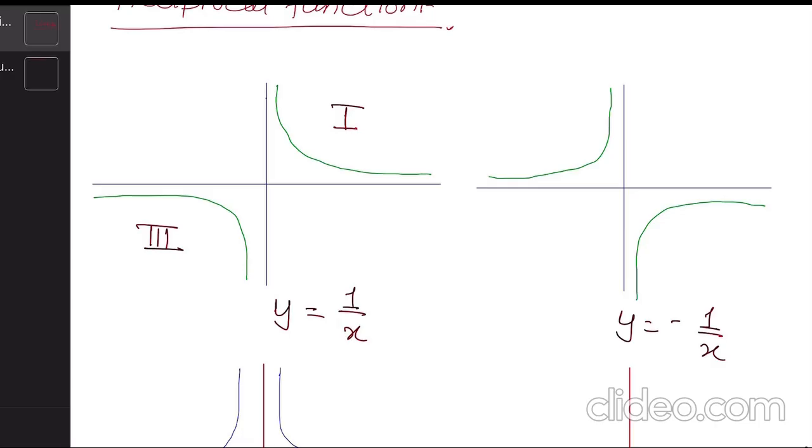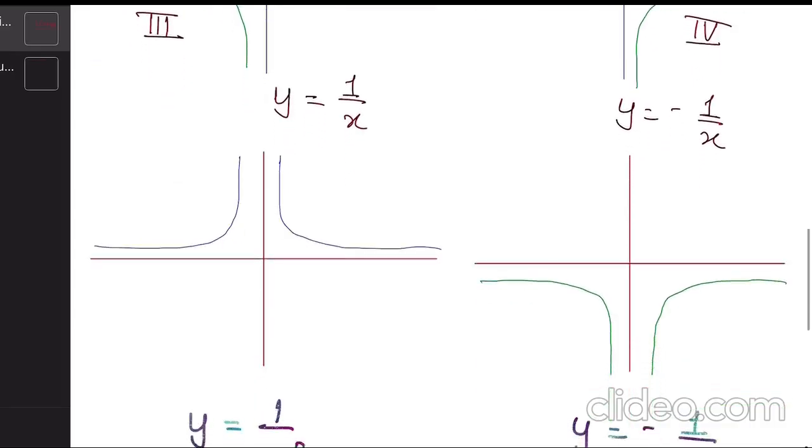Similarly, if your function is negative and it is in the denominator, like negative 1 over x, then it will lie in the second quadrant and the fourth quadrant. The curve lies in the second and fourth quadrant. So this shape is easy to memorize, and if we divide the graph and the axes into 4 quadrants, for positive 1 over x, it is in the first and the third. For negative 1 over x, it is in the second and fourth.